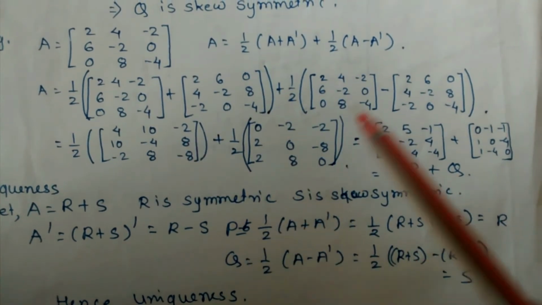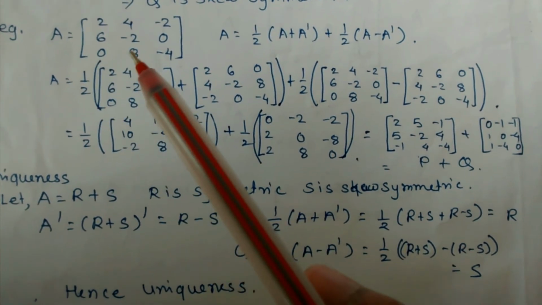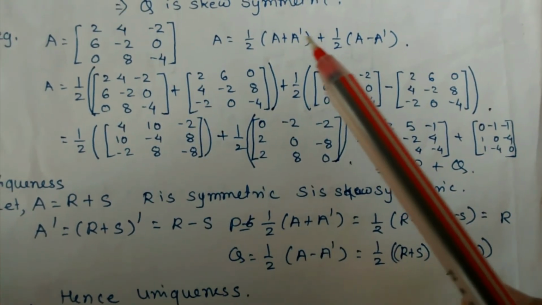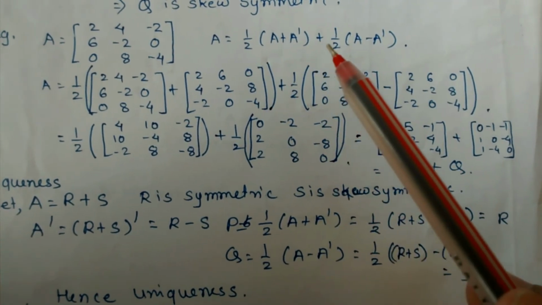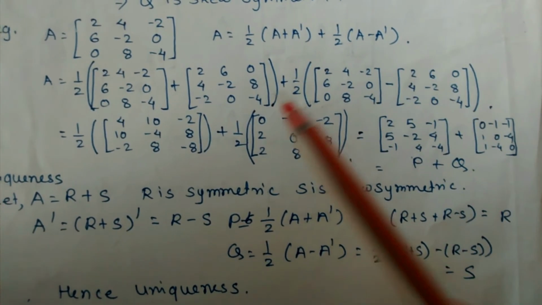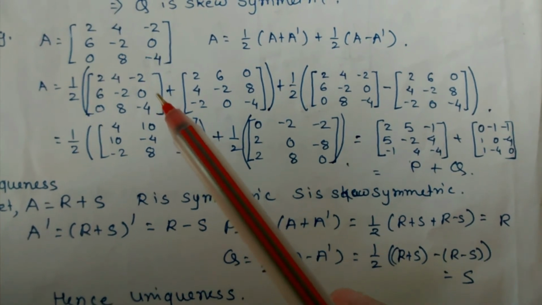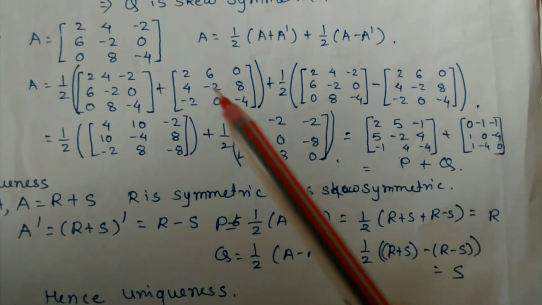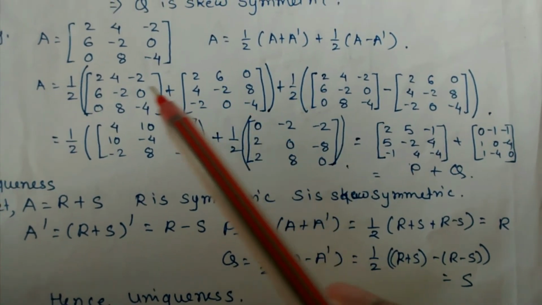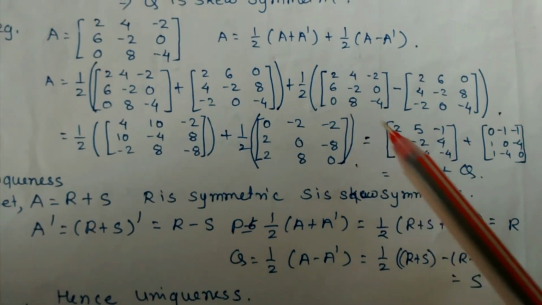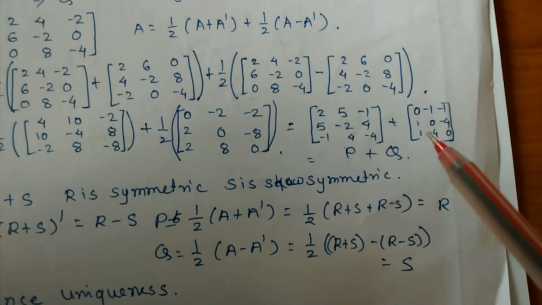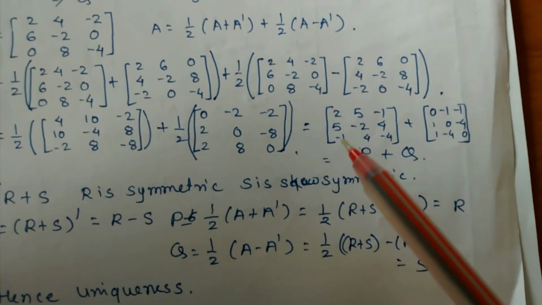Come to this example. One matrix is given of order 3 by 3. We are expressing A as 1/2 (A + A transpose) plus 1/2 (A - A transpose). From the given matrix, we can easily find out A transpose. So this is 1/2 (A + A transpose) and this is 1/2 (A - A transpose). And finally we get two matrices P and Q, where P is symmetric.